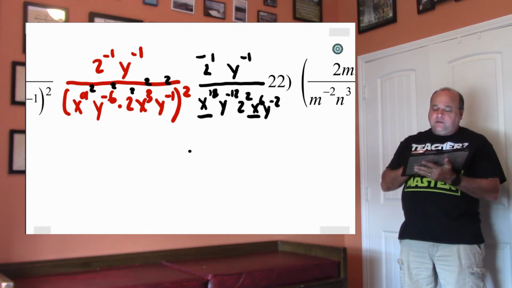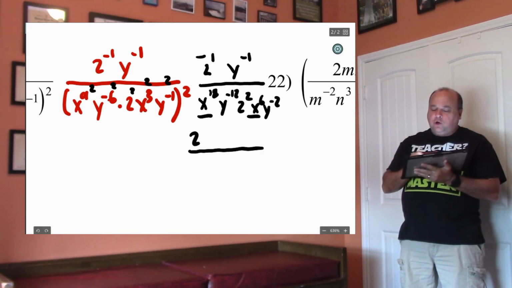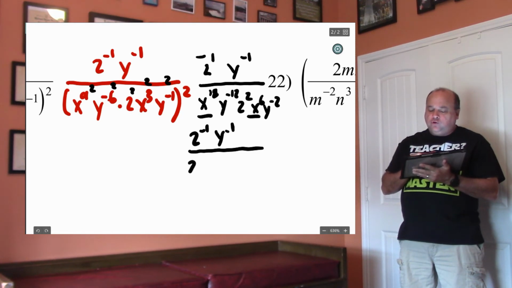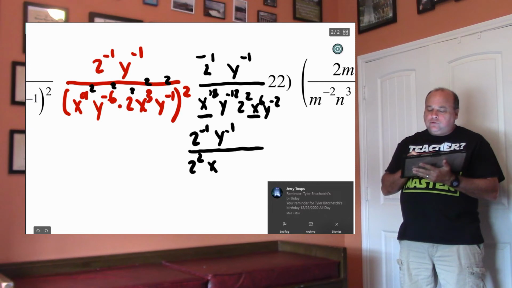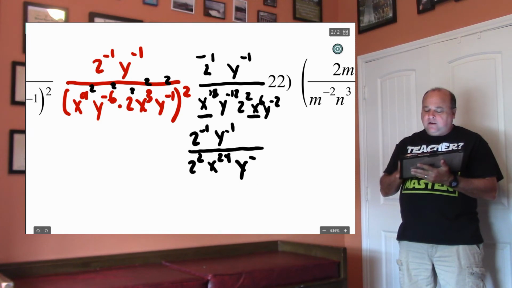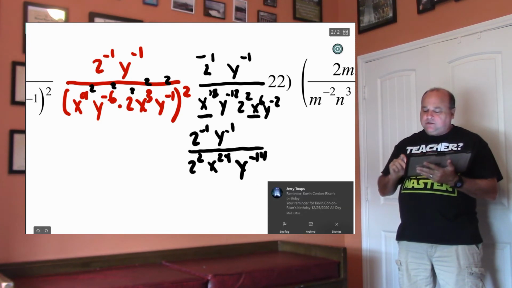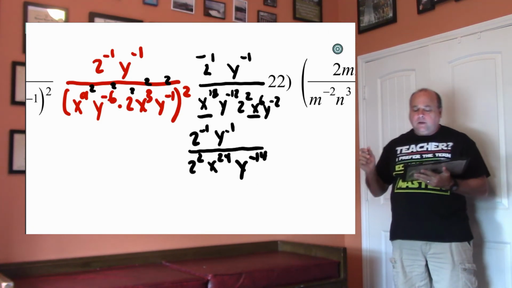So let's group all these up first. So we have 2 to the negative 1, y to the negative 1, and then 2 squared, x to the 18 plus 6 is 24, and then negative 12 and negative 2 is a negative 14. So I have this, don't I? Okay?